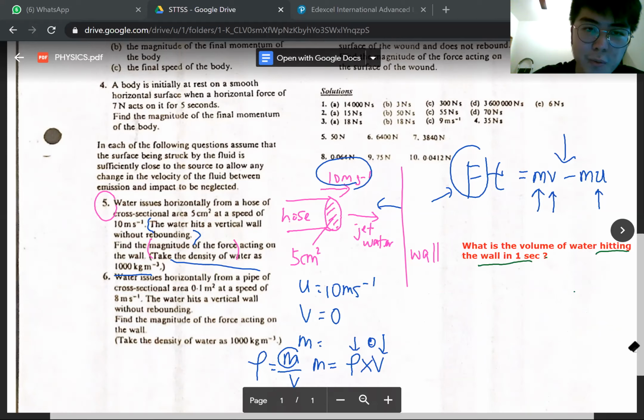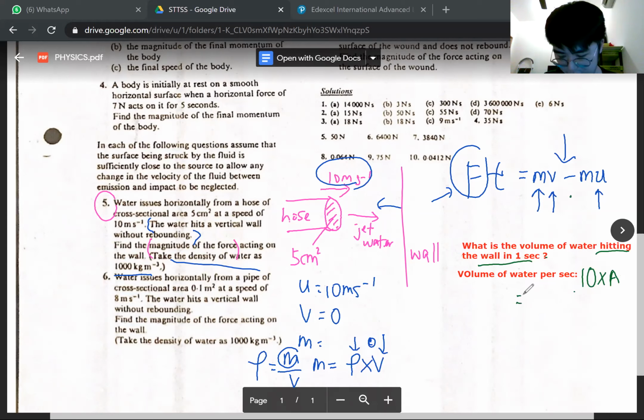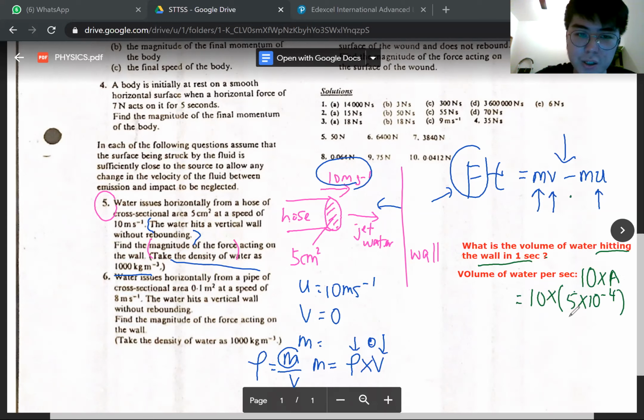So I write volume of water per second equals 10 times the cross-sectional area. Just now we worked out, 10 times A. So 10 times A is 10 times 5 times 10 to the power of -4. This one is just the cross-sectional area.